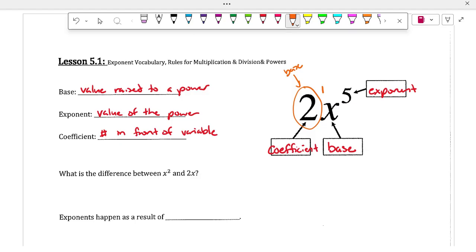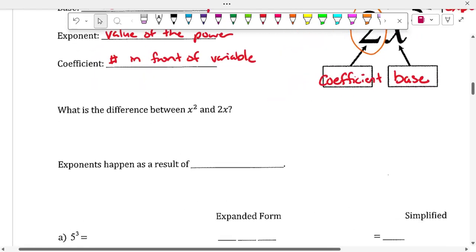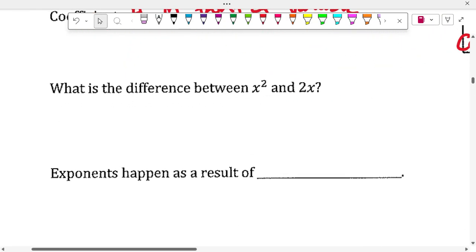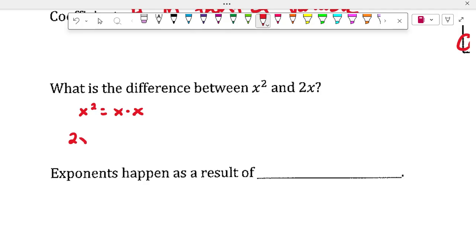Now, you guys should definitely know this. What's the difference between x squared and 2x? X squared is equal to x times x. In other words, it's multiplying by itself. 2x, it's just twice x. So, for example, let's just say the difference between 3 squared and 2 times 3. So, 3 squared, we know that's what? 9. Whereas 2 times 3 is 6.